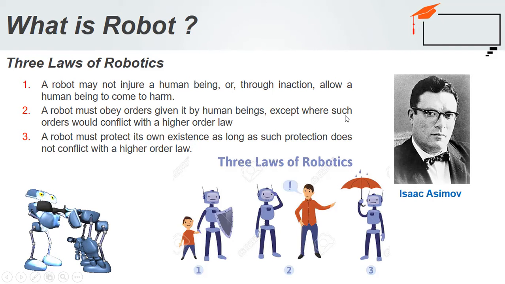So that means, except where such order would conflict with the higher order law. So the second law should not conflict with the first law. And then the third law: a robot must protect its own existence as long as such protection does not conflict with the higher order law. So the robot should protect itself from the external environment like rainwater or dust and moisture, but it should obey its master's command. It should allow the human to harm it, and it should never harm any human for protecting itself. So this is the third law.